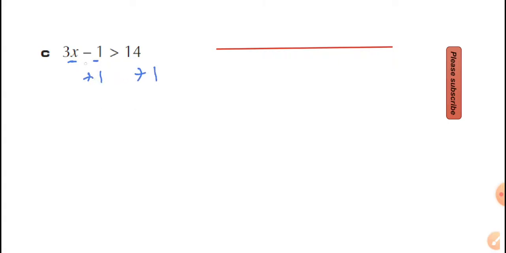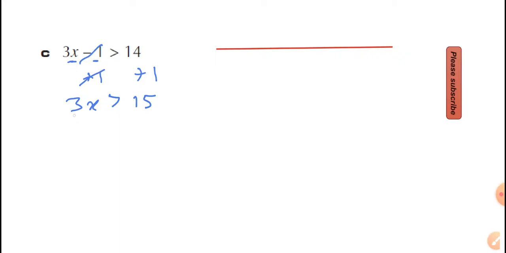If we add 1 to both sides, on the left hand side the minus 1 and the plus 1 cancel out, and I'll be left with just 3x. On the right hand side, I'm going to do 14 add 1. What's 14 add 1? It's 15. Then copy the sign.